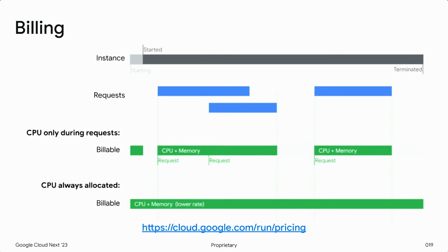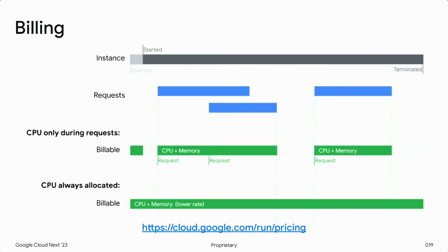Okay, let's talk billing. Cloud Run service provides multiple pricing options. The default plan is pay per request. This means that you are only charged when the instance is handling requests. It's kind of like leasing a car, but you only are charged while you are driving the car.